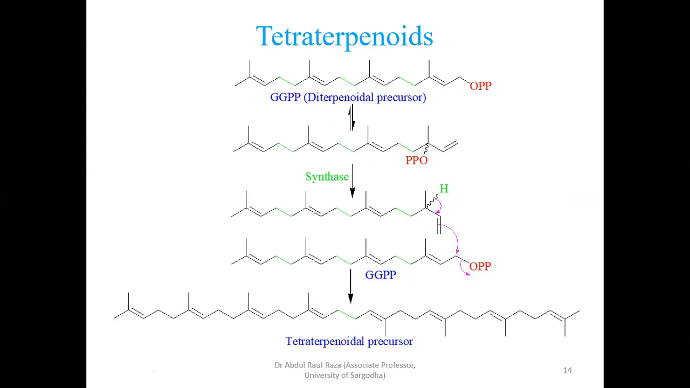So what happens for tetraterpenoid? It undergoes tail-to-tail combination, just similar to triterpenoid. In triterpenoid, this is farnesyl pyrophosphate, two units combined. Here, it is 20 carbon units that get coupled to give a 40 carbon unit. So what happens? A very similar mechanism takes place.